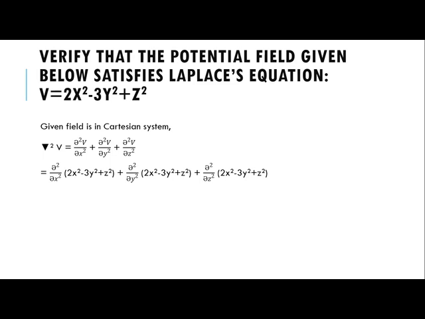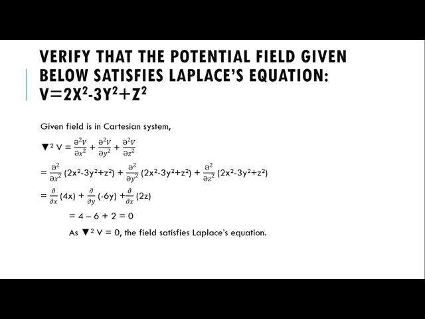Partial differentiating it once, 2x square becomes 4x, minus 3y square becomes minus 6y, and z square becomes 2z. Other terms are zero because they don't vary with respect to that coordinate. Partial differentiating it again, the partial differential of 4x is 4, of minus 6y is minus 6, and of 2z is 2. So you will get 0. This clearly suggests that del square V is 0. That means the given potential field V satisfies Laplace equation.